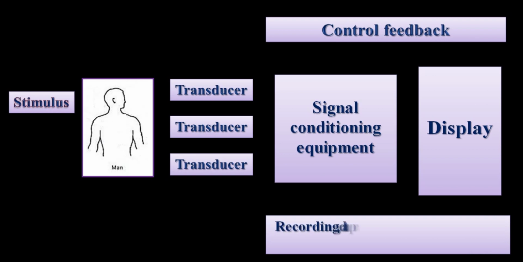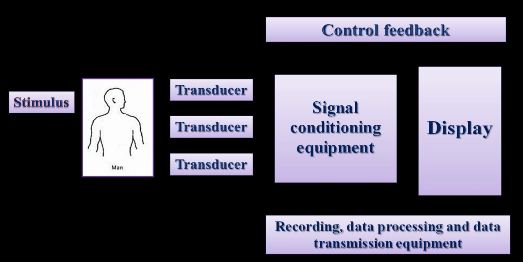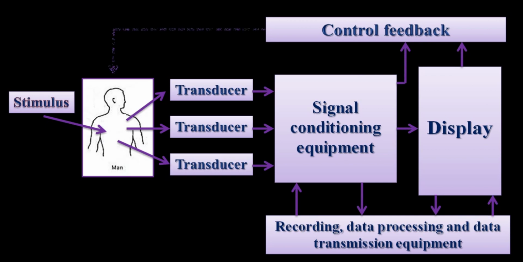Recording, data processing and data transmission equipment. To record the measured information for possible later use or to transmit it from one location to another. So here, the subject is the human being on whom the measurements are made. The external stimulus is an essential part of the man instrument system whenever responses are measured.